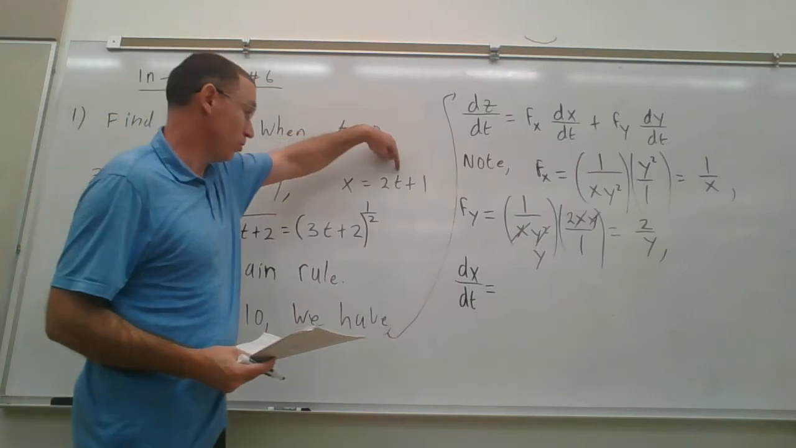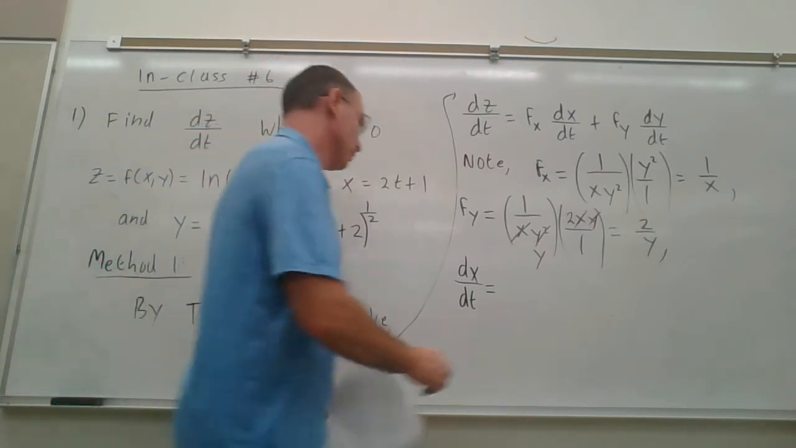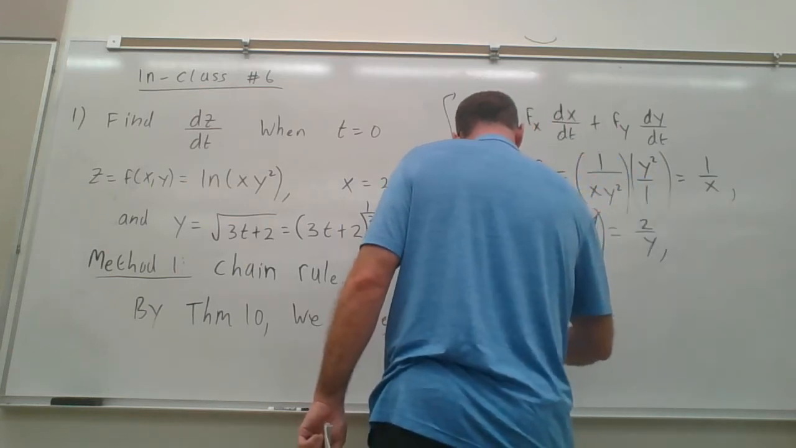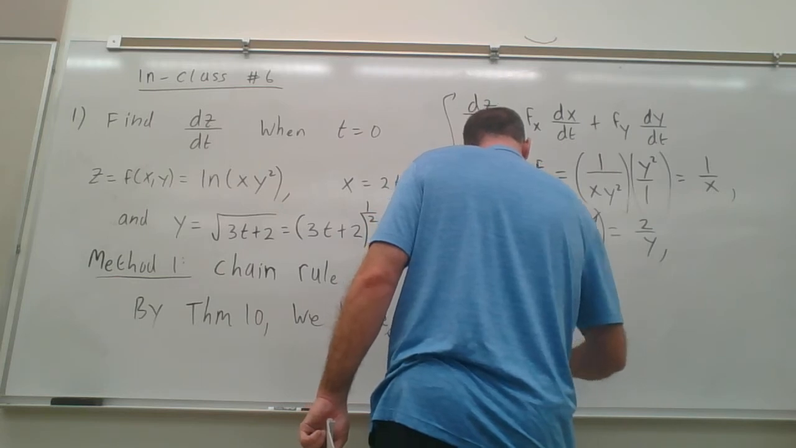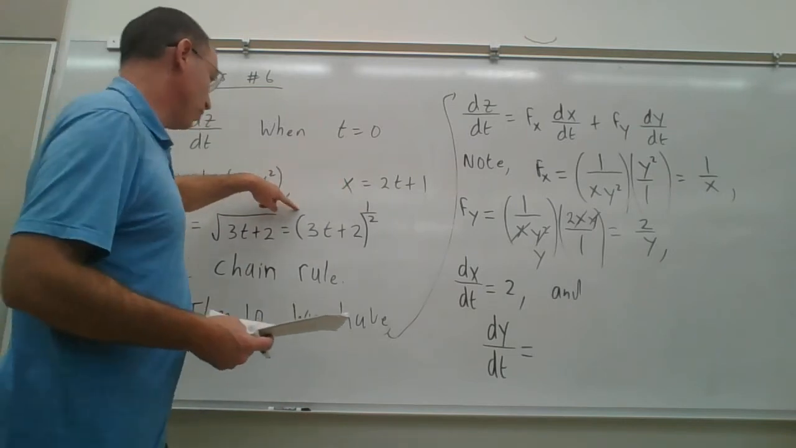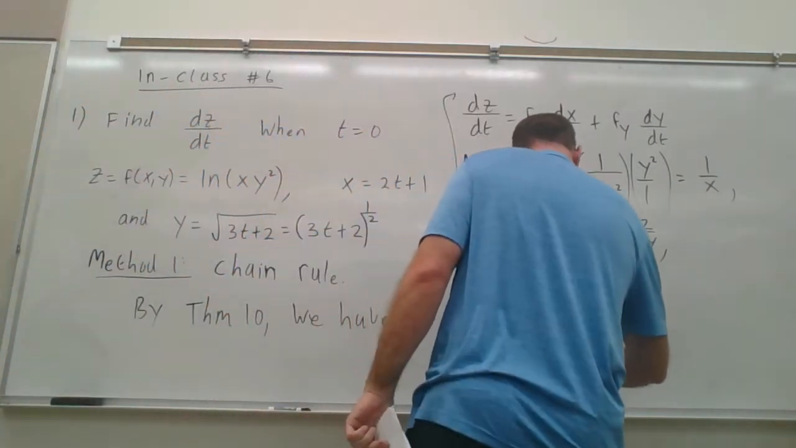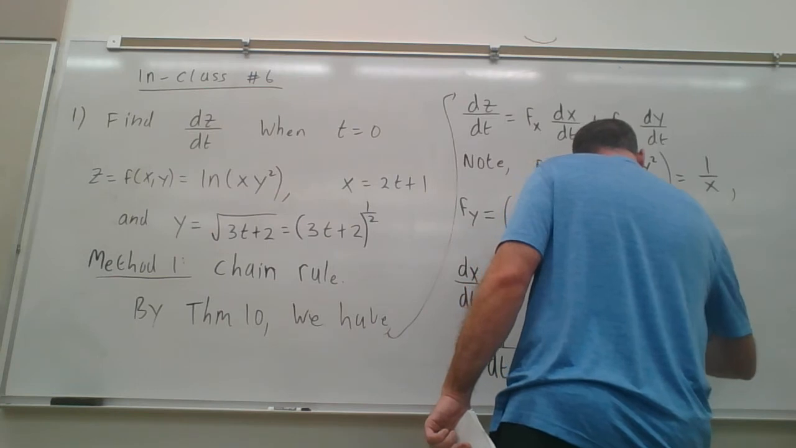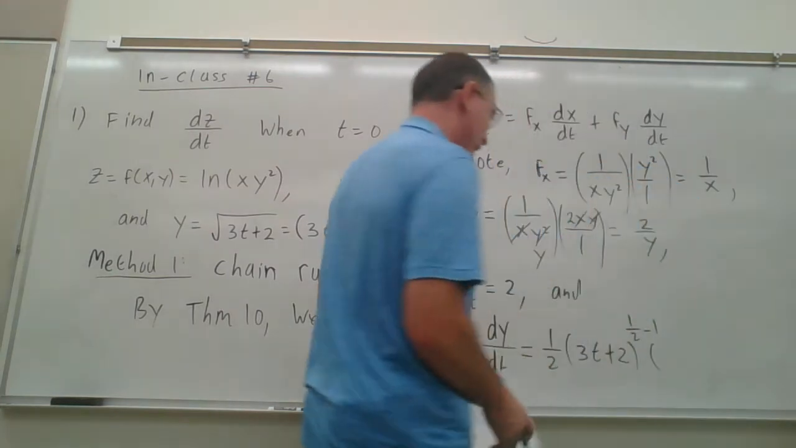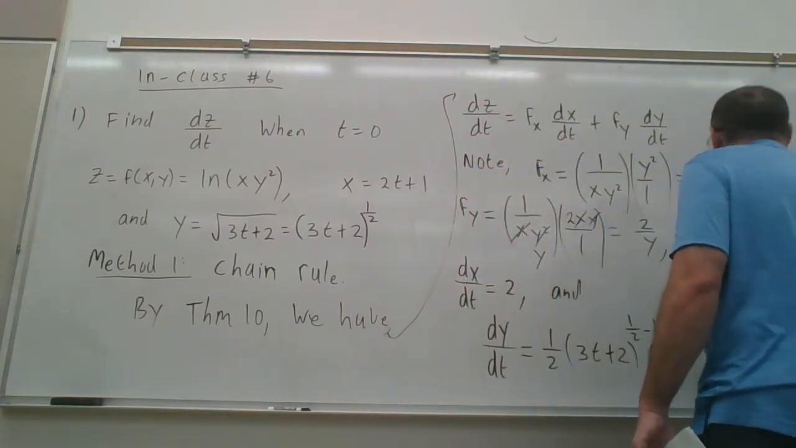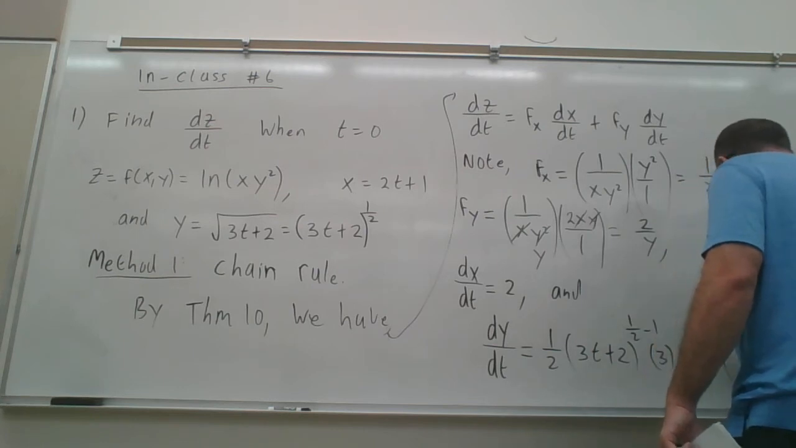Okay, dx dt. So my x is equal to 2t plus 1, so derivative with respect to t would just be 2. And dy dt, okay, here's my y here, so I use the chain rule. So take the 1/2 in front, math 150 chain rule. So the 1/2 in front, 3t plus 2 to the 1/2 minus 1 times derivative of the inside, which would be 3. So we could write this as 3/2 times 3t plus 2 to the minus 1/2.